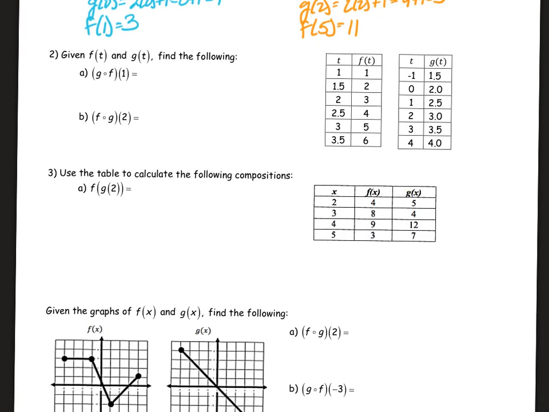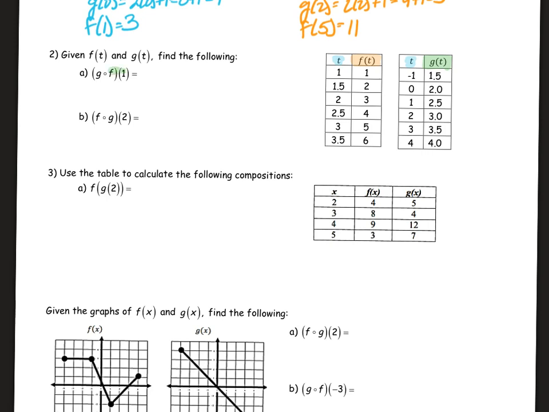So now I have 2 tables here. I have one table that says f of t. Okay, so this is my f of t table. And I have one table that says g of t. Okay, so that's my g of t table. Now I do want to point out they both have a t in them. That's like the x, so that's my x value, but my tables are f of t and g of t. So here we go.